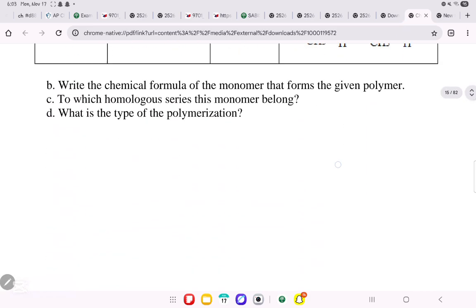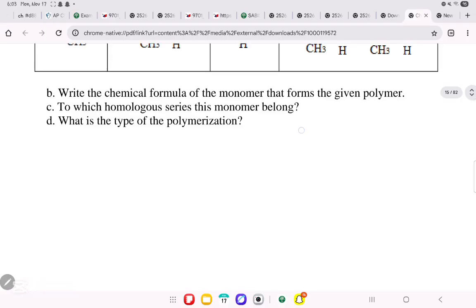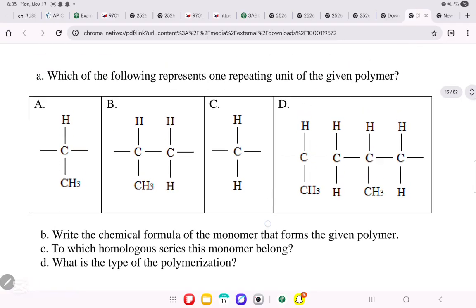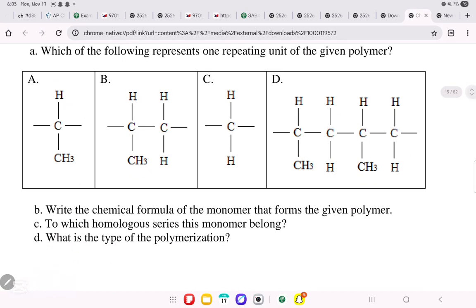Now we'll move on to part B. It says write the chemical formula for the monomer that forms the given polymer. So I think it's wrong. It's supposed to be C2H... No, oh sorry, there's this carbon over here. I forgot about it. My bad. So C3, so 1, 2, 3, H3, so H6. Okay, so C3H6. What type of polymerization does it belong to?